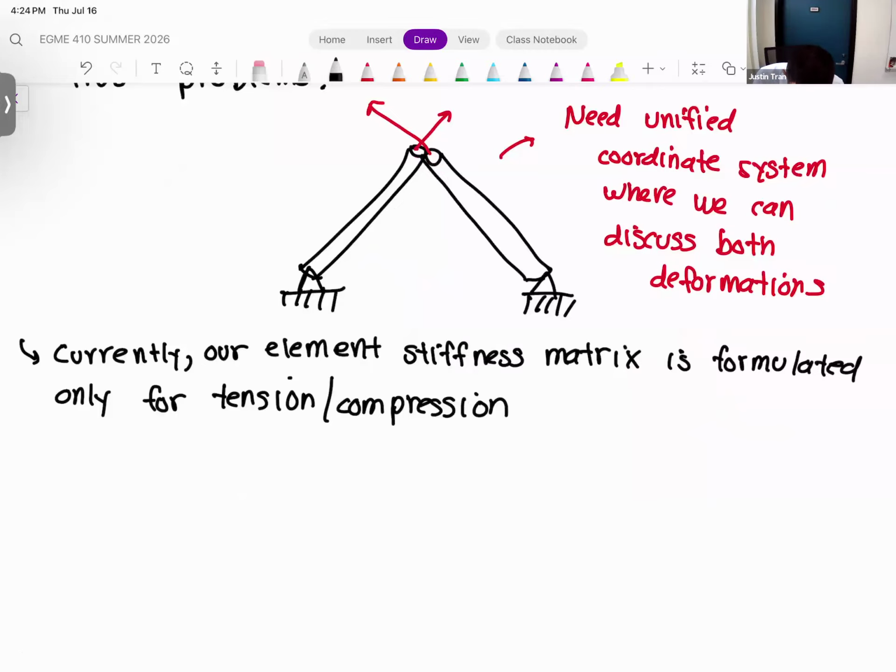Okay. So first, a couple of definitions. Let's define a couple of different coordinate systems in terms of what they mean, just so that we can facilitate this discussion. Okay, so the first one we're going to talk about is what I define as the local coordinate system.